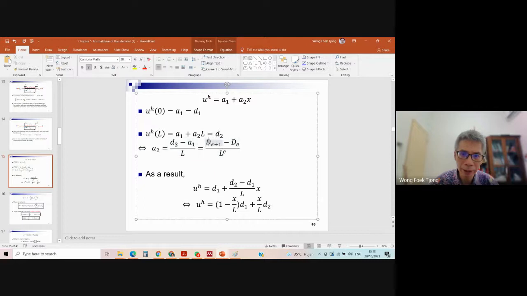Sorry, this is not capital but small d, d2. But what is A1? A1 we know already, that's d1. So this is d1, divided by, of course, capital L. Any questions?